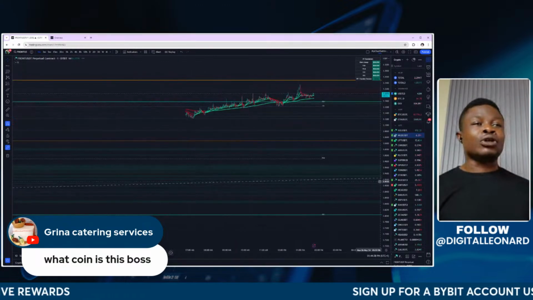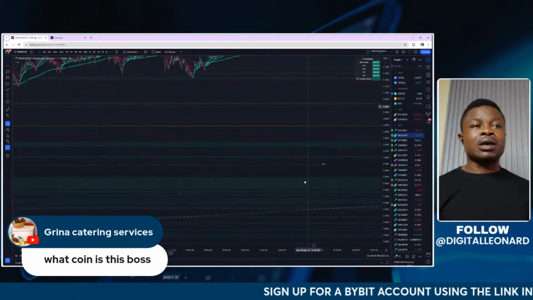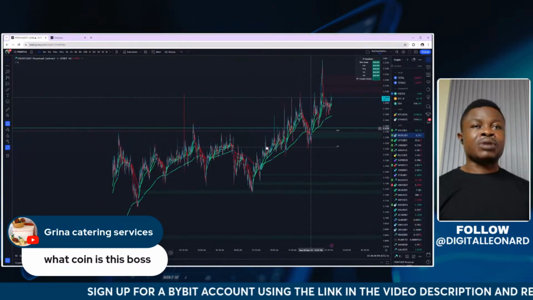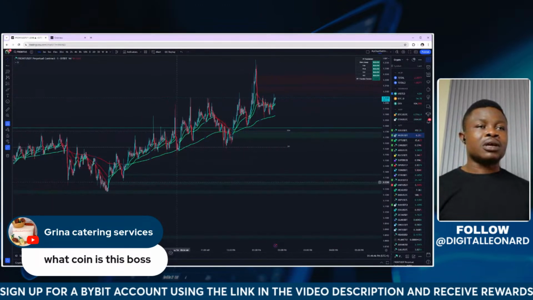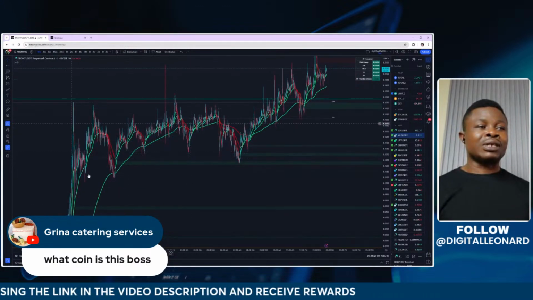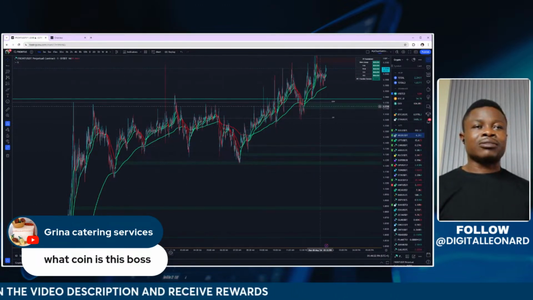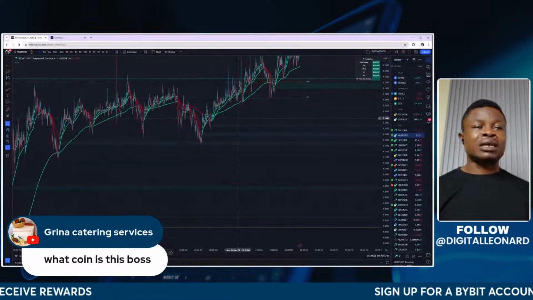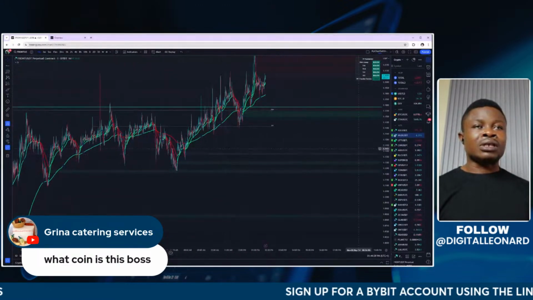Okay, so on the 1 minute, the price is just too choppy right now, so I'm not going to do anything right here. We've been consolidating around this area. So for FRONT, I'm not going to do anything around here.